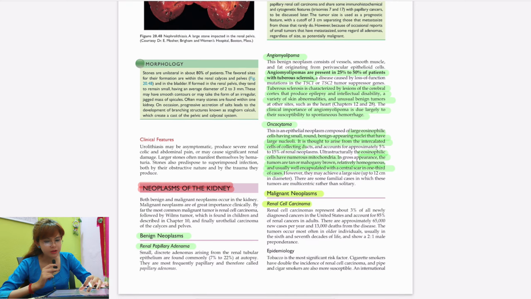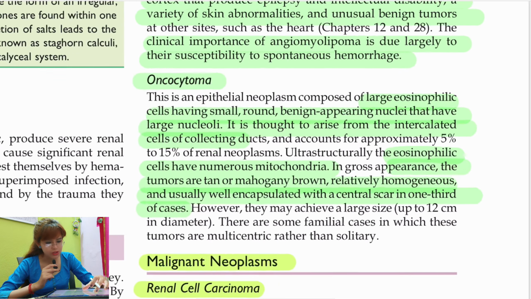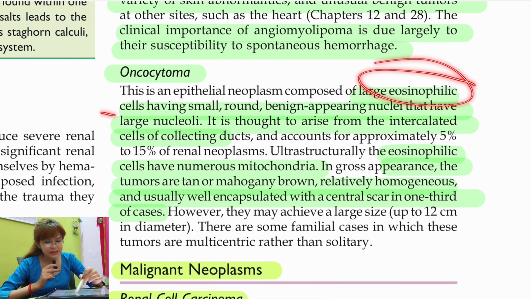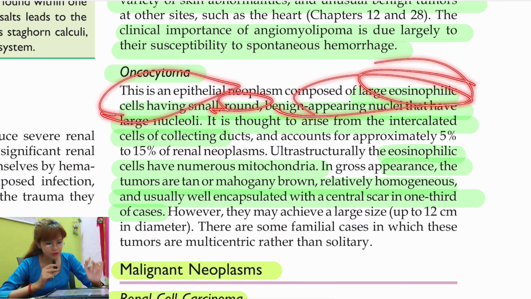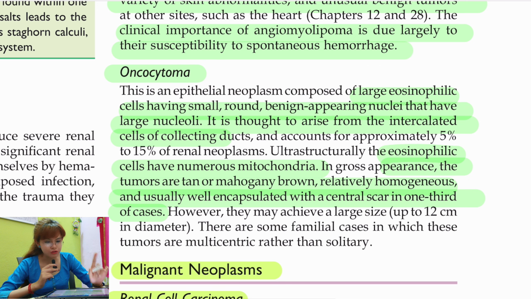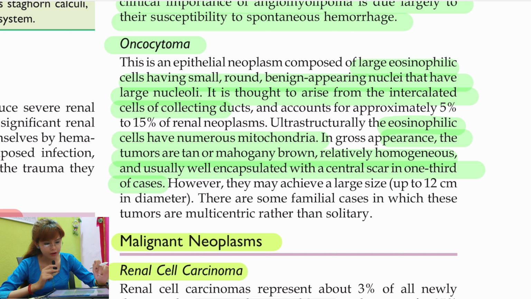Another important benign neoplasm is the oncocytoma, which is composed of large eosinophilic cells having small, round, benign-appearing nuclei with large nucleoli. It arises from the intercalated cells of the collecting duct. Important MCQ point: intercalated cells of the collecting duct. And this eosinophilic appearance is because of the increase in mitochondria. Okay, having a large number of mitochondria.